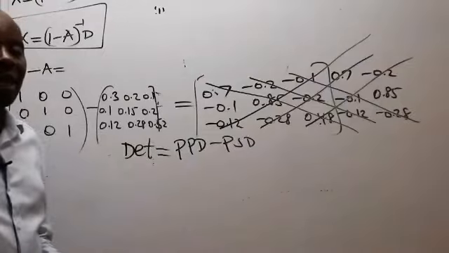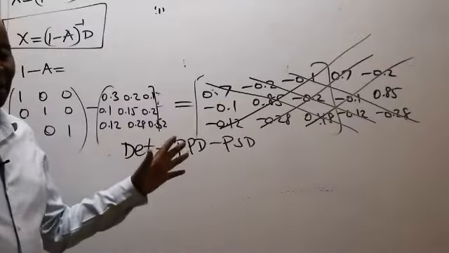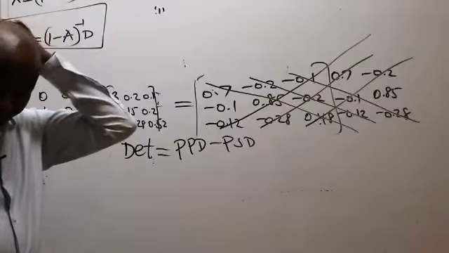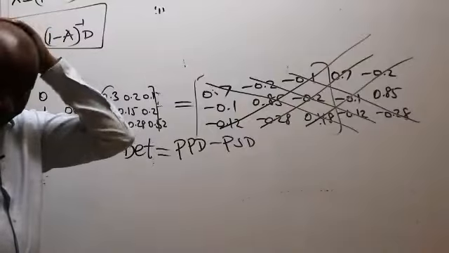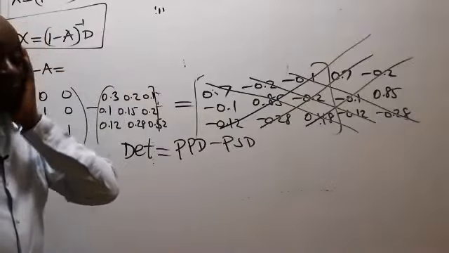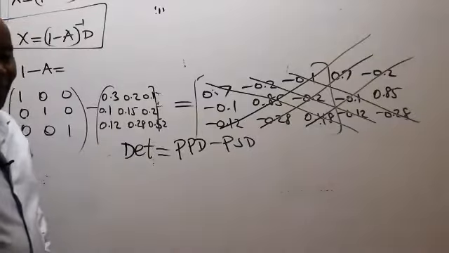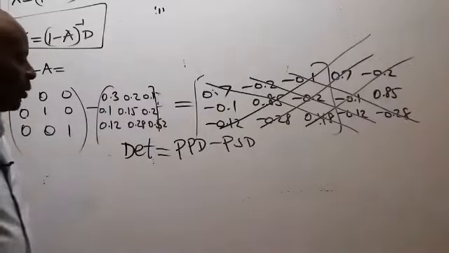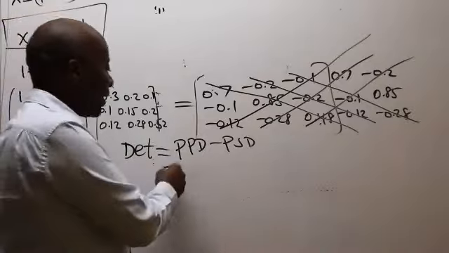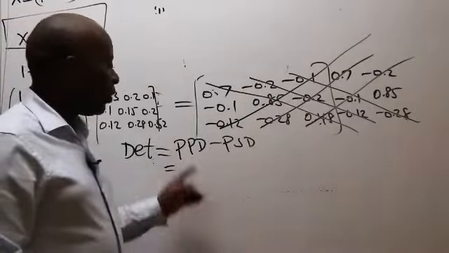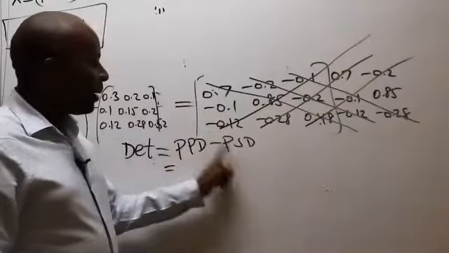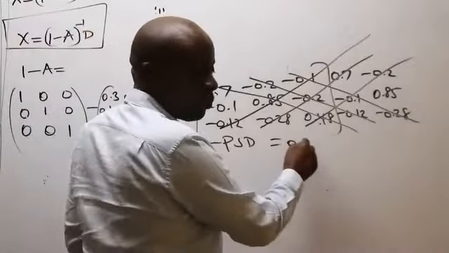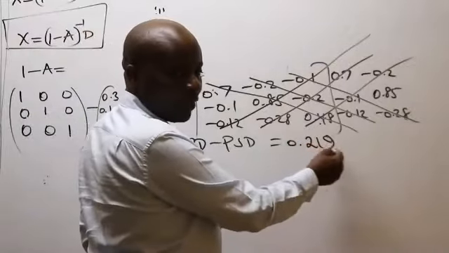I forgot to ask Miriam whether there is anything she was able to get, any small concept, however small, that she has been able to pick so far, like how to get PPD, how to get PSD. Beautiful. So the PPD you gave me earlier, minus this PSD figure we have here, then according to Mary, we should get 0.219. Thank you very much.